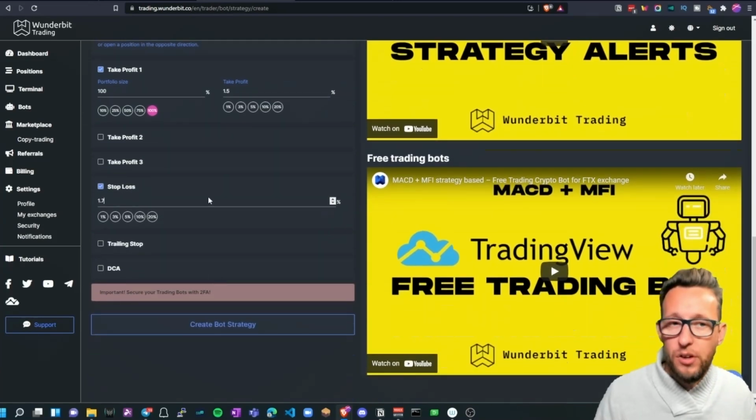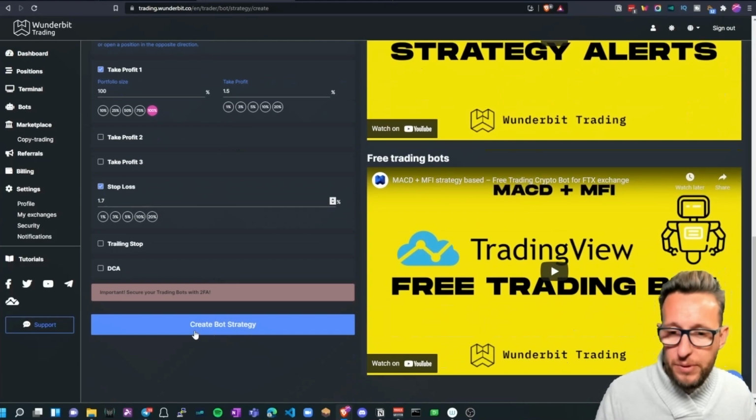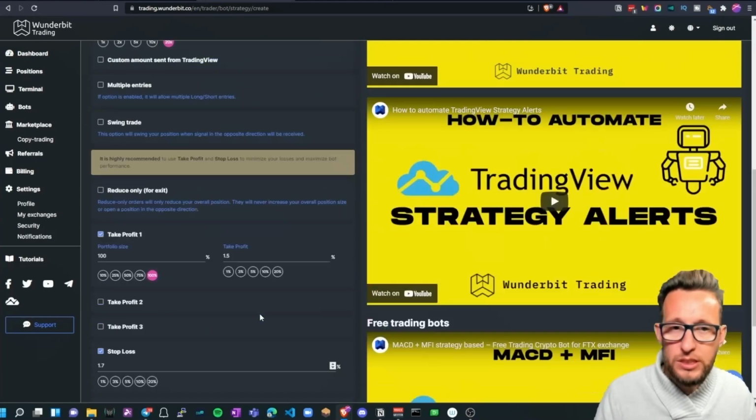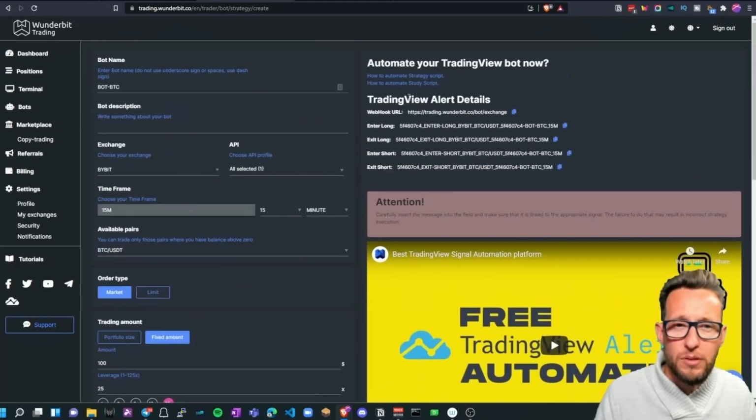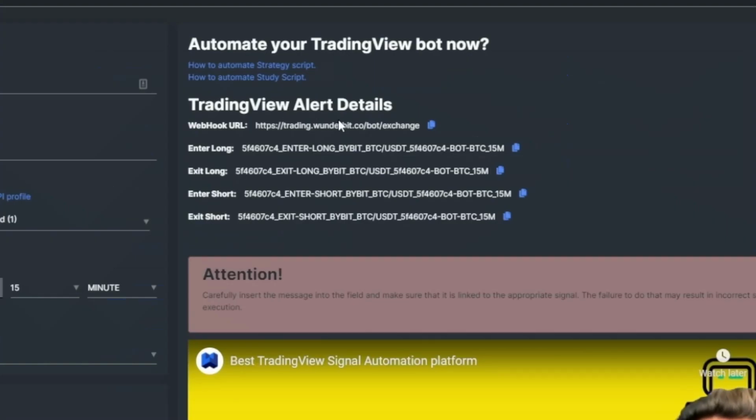So that means that not only will TradingView take care of your stop loss and your take profit, but ByBit will as well, so it's a bit safer. Okay, we're going to press create this strategy here, but first thing we need to scroll up here and get all of this information here. Now, this is our APIs for the ByBit.